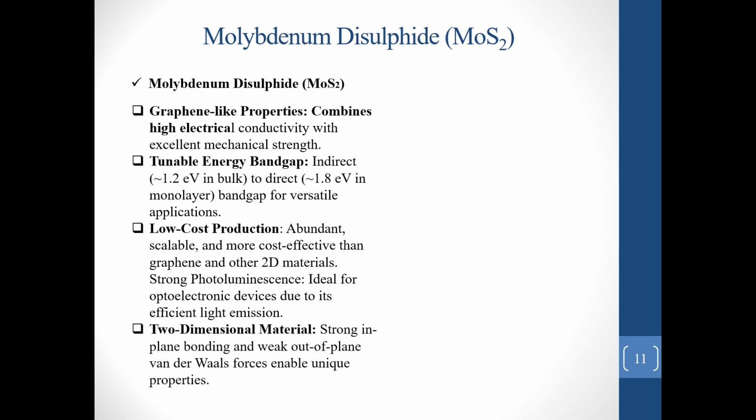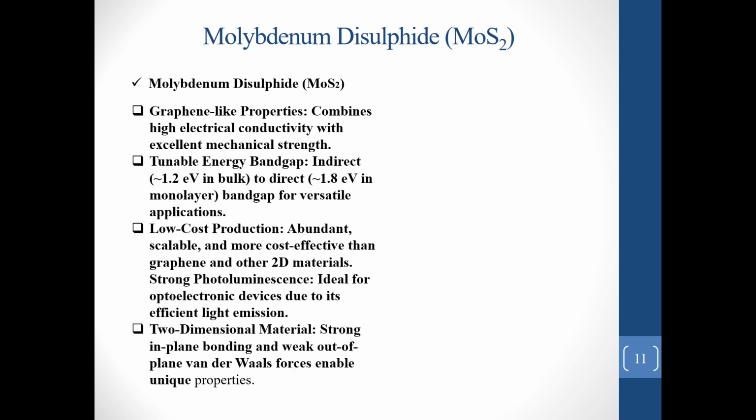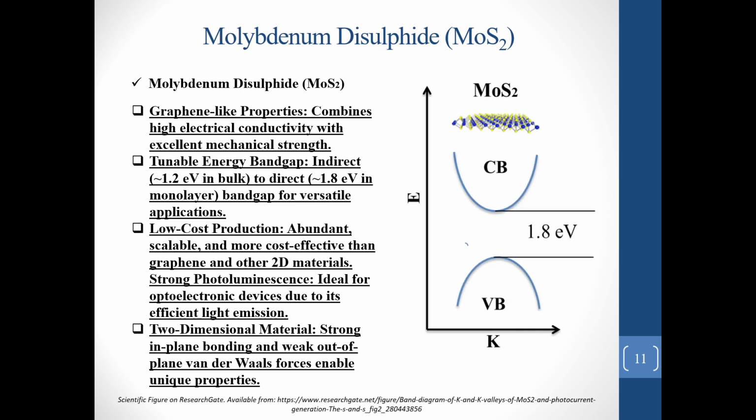And lastly, two-dimensional material: strong in-plane bonding, and you can see that weak out-of-plane van der Waals forces enable its unique properties. So these are basically the properties of MoS2. It has strong in-plane bonding and weaker out-of-plane van der Waals forces.